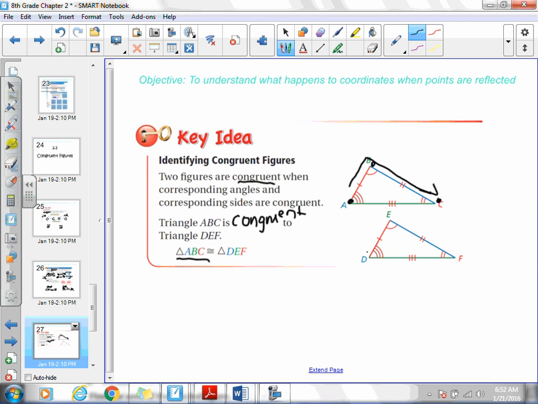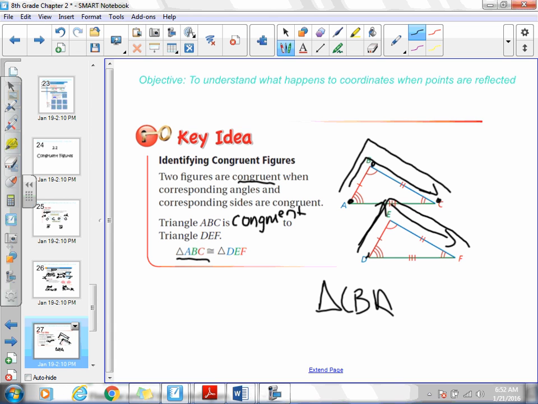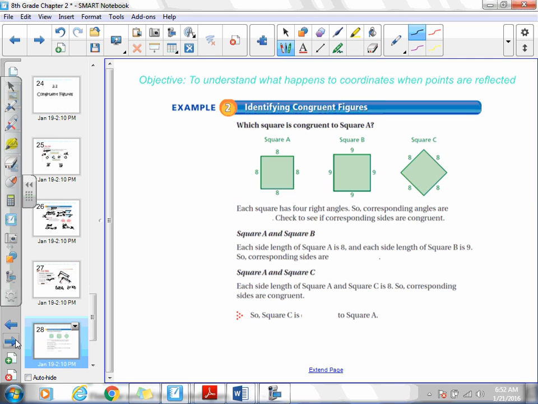All right, and notice when they named them triangle ABC, they started here, worked their way up, and then came back. So they went like this. All right, so then when we name this triangle, we have to start in the same place and go the same direction. We could have named it triangle CBA and triangle FED, as long as we're consistent with where we start and where we end up on the vertices.